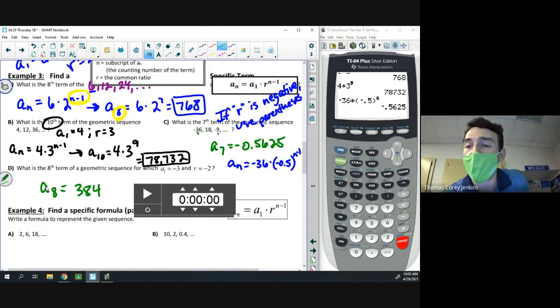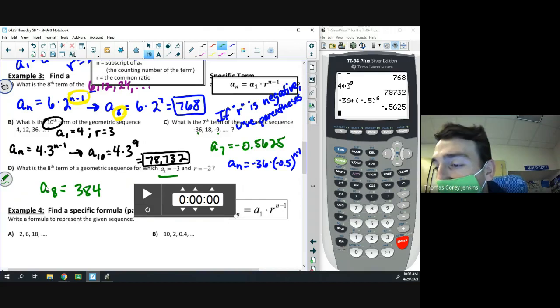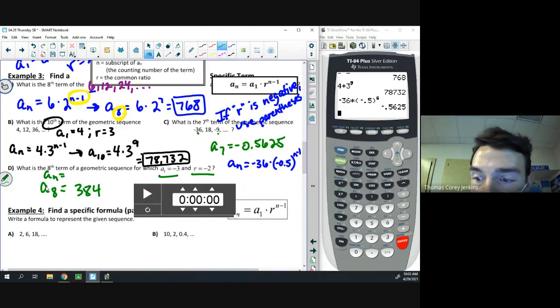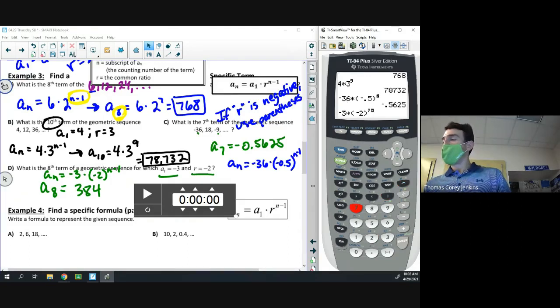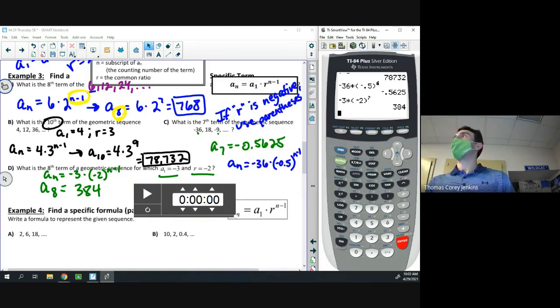Yeah? Okay. So here they give me A sub 1. Here they give me R. So A sub n is going to be equal to negative 3 times negative 2 to the n minus 1. So to find A sub 8, I'm going to type negative 3 times, and I'm going to use parentheses because I have a negative base here, raised to the 7th power. So there you go, 384. Does that make sense? Yes, Lexi.